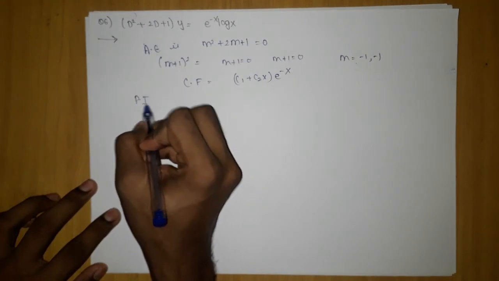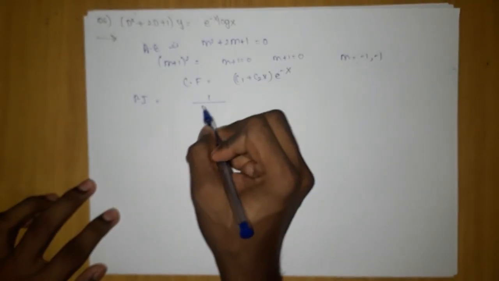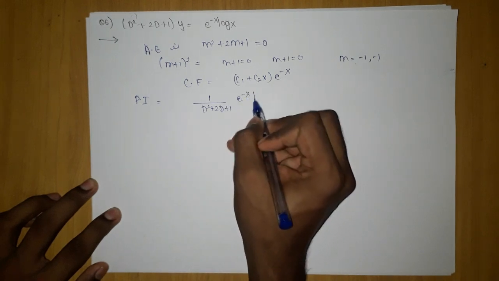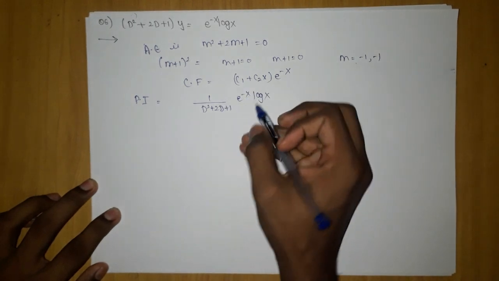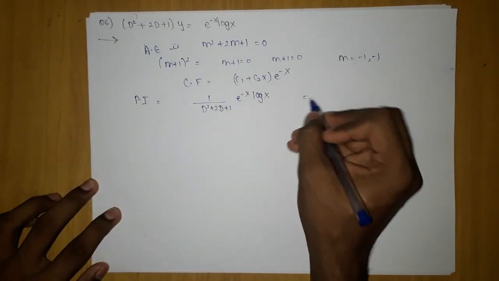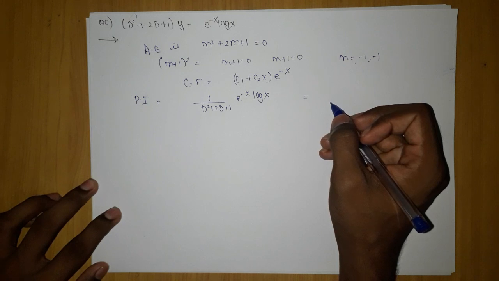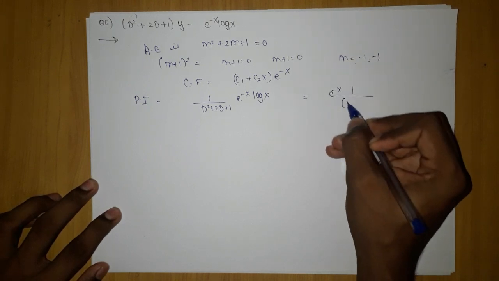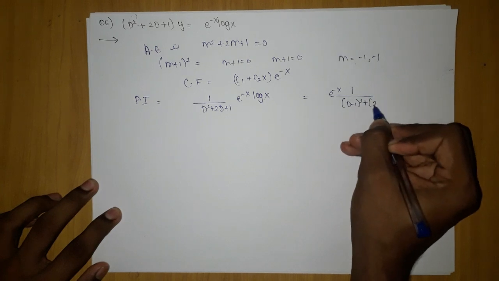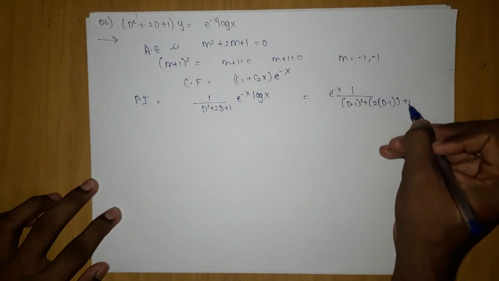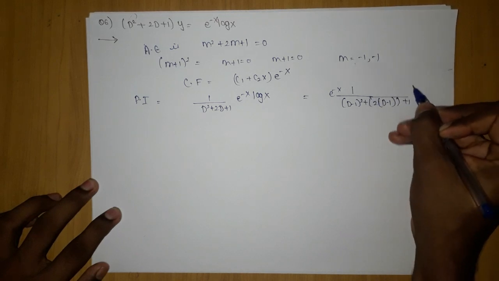And the particular integral will be 1 by f(D), which is 1 by (D square plus 2D plus 1) into e to the power minus x log x. What are you going to do? You are going to move the e to the power minus x to the front, as we used to do in the e to the power ax into V type. So e to the power minus x into 1 by ((D minus 1) the whole square plus 2(D minus 1) plus 1) into log x.